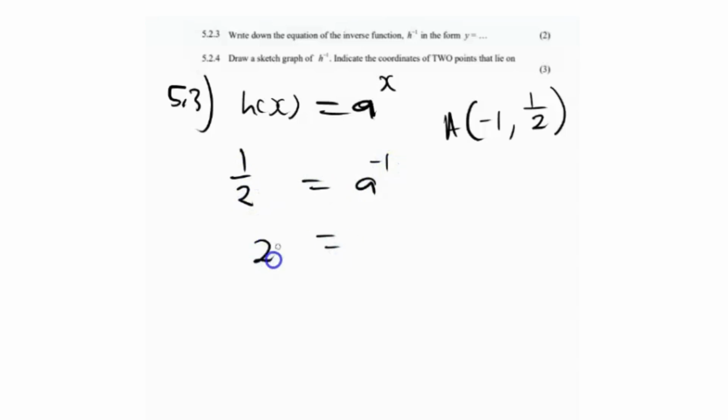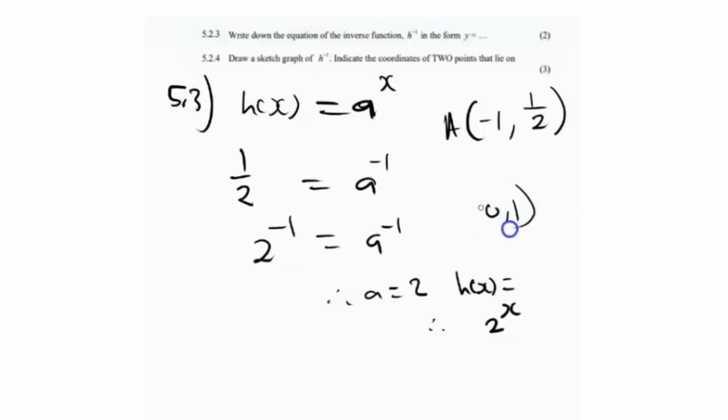So remember now, this will be a to the power negative 1, and a will be equal to 2. So now the equation of this h of x function will be 2 to the power x. So this is the new function. So that's why when it comes to that other 0 and 1, whenever we say 2 to the power 0, it will still give us more or less the same thing. So now let's try doing this question here.